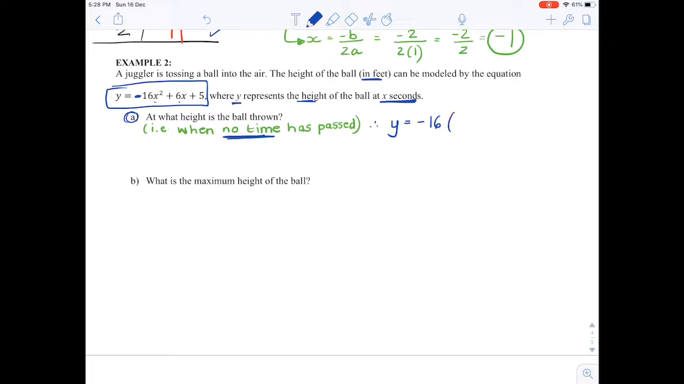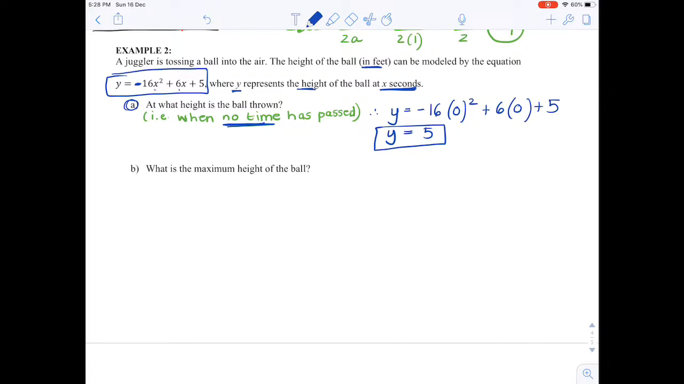Okay, so negative 16 times 0 squared plus 6 times 0 plus 5, because no seconds have passed, so x is quite literally 0, and that ends up being y equals 5. So that's nice and simple. The height at which the ball is thrown is y equals 5.